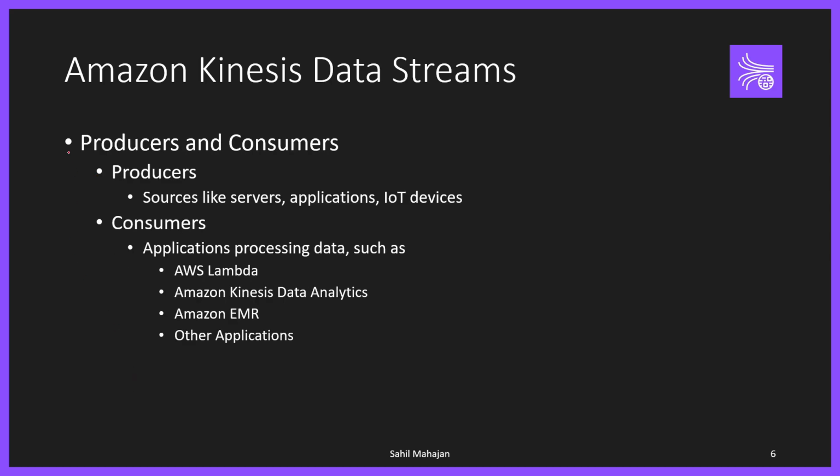Let's talk a bit about producers and consumers. We did give you a small glimpse of what producers and consumers are, but we're just going to take a couple of examples. Producers are those application servers or devices that produce logs or insights. So this could be servers, applications, web services, anything like that, or IoT devices. And your consumers are the ones that read data from those Kinesis streams or from those shards. This could be AWS Lambda, Kinesis Data Analytics, Amazon EMR, or any other application that can read from the shards.